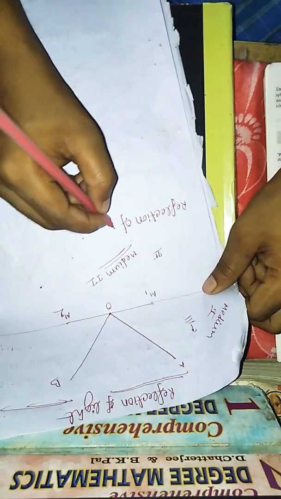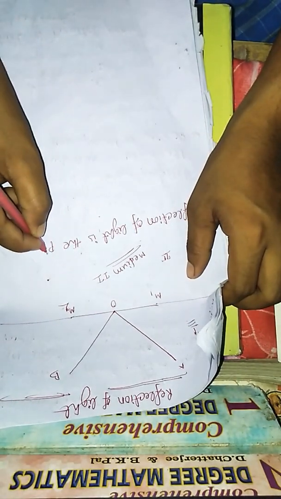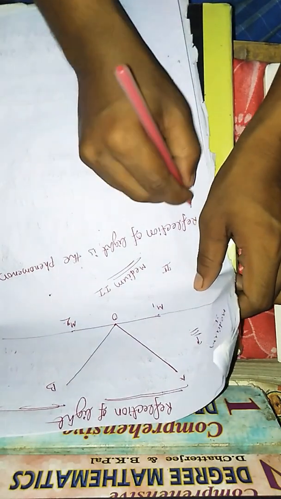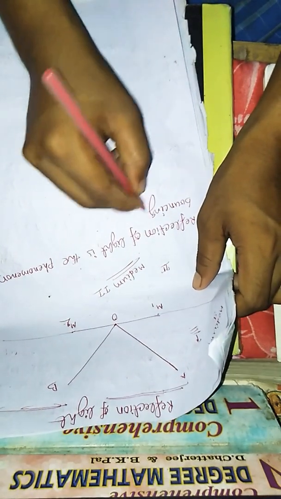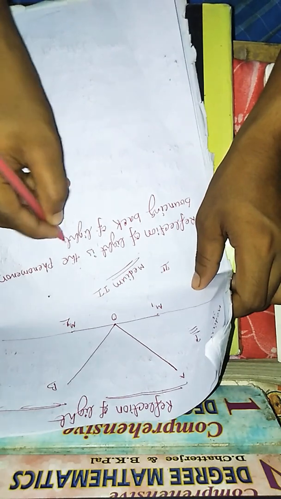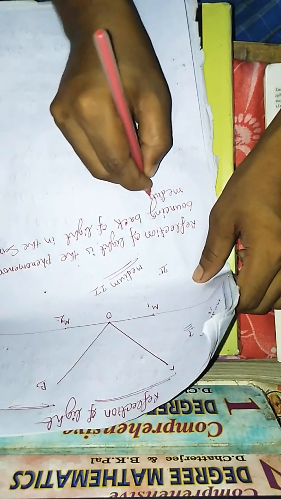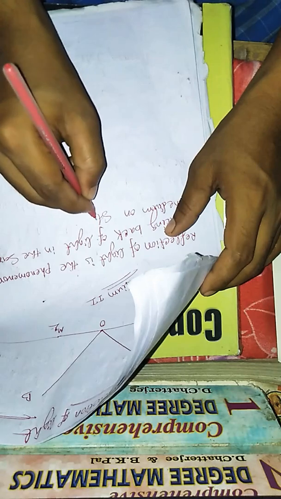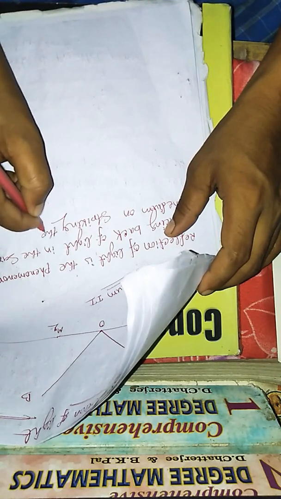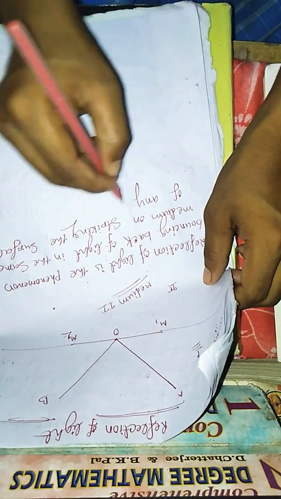Reflection of light is the phenomenon of bouncing back of light in the same medium on striking the surface of any object.